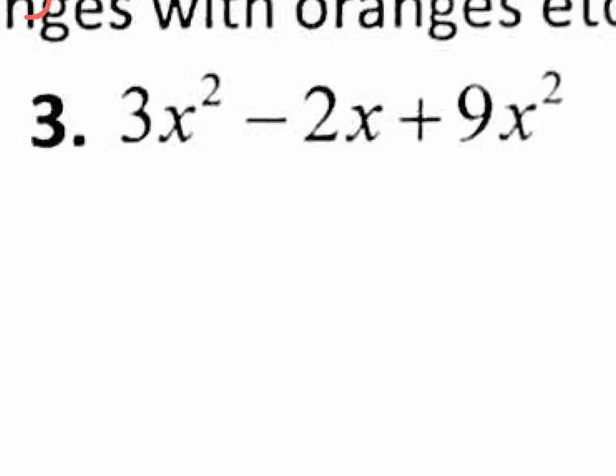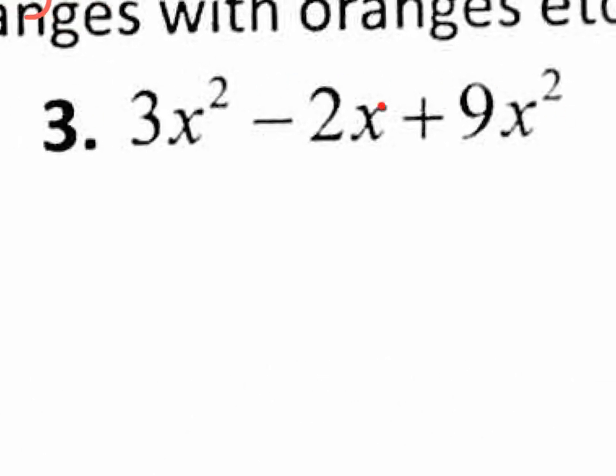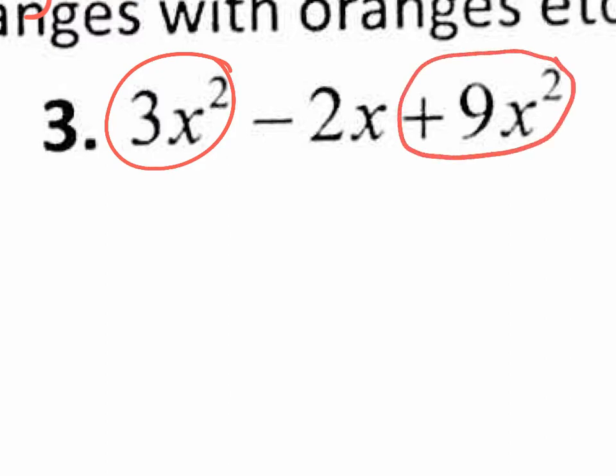Number 3. Could I combine all these 3 of them? No. What are the only things I could combine? The 3x squared and the positive 9x squared. Again, I include the sign that's in front because that tells me if I have or if I owe. So I have 3, I have 9. How much do I have? I have 12, positive 12.